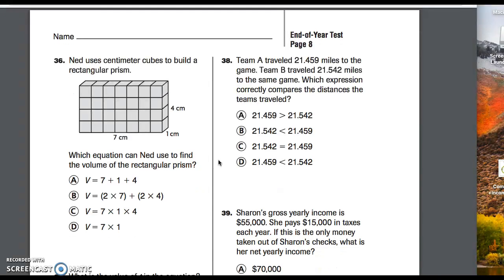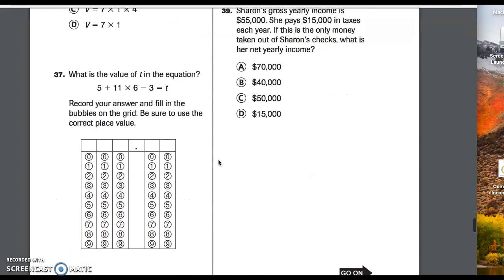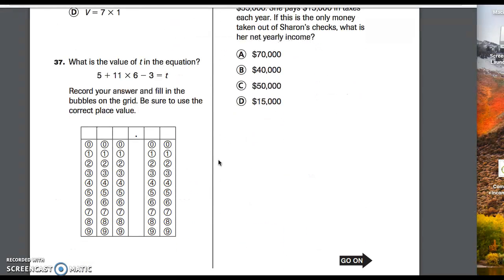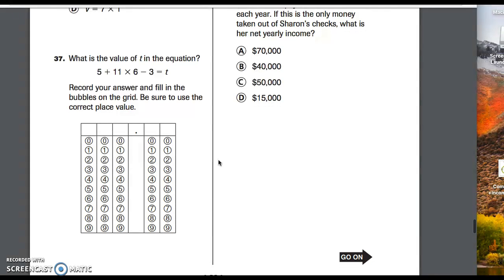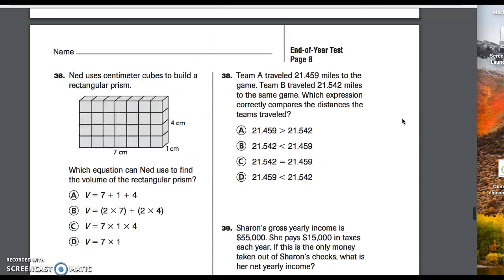36. Ned uses centimeter cubes to build a rectangular prism. Which equation can Ned use to find the volume of the rectangular prism? Number 37. What is the value of T in the equation? Record your answer and fill in the bubbles on the grid. Be sure to use the correct place value.